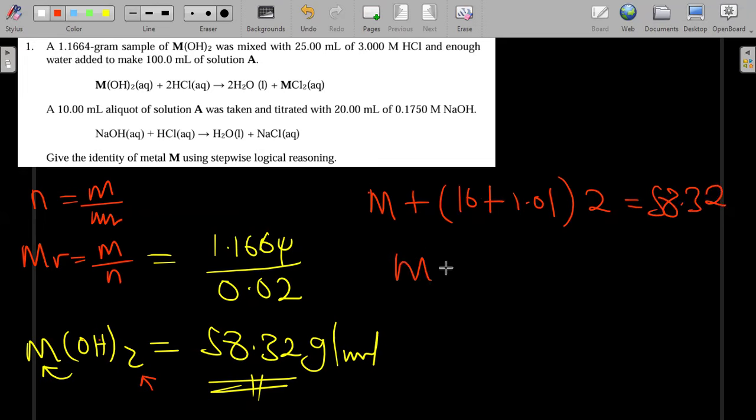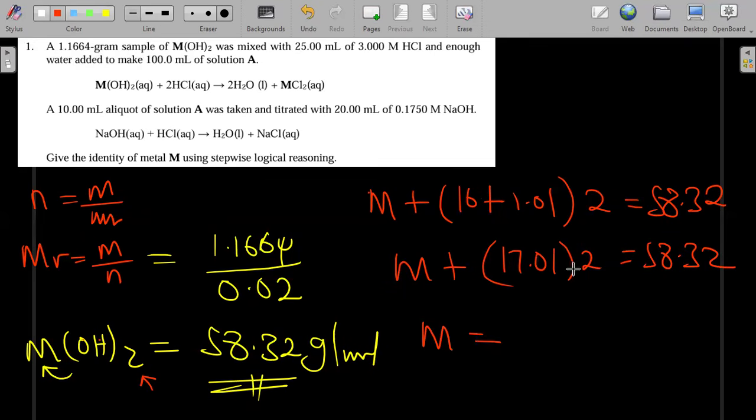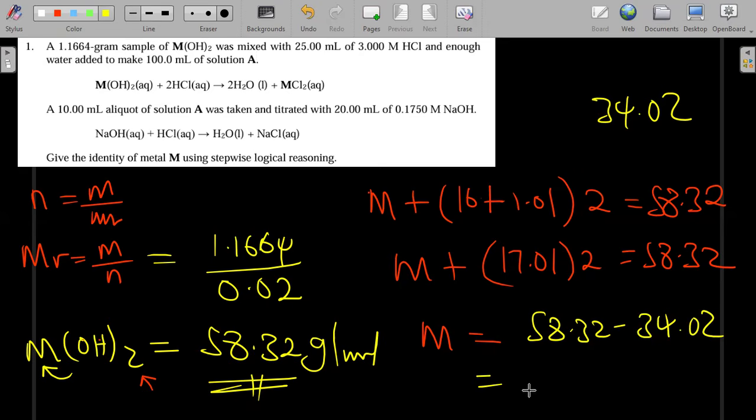So M plus, this here will be 17.01, so 17.01 multiplied by 2 equals 58.32. So M equals, when you multiply 17.01 by 2, you get 34.02. Now you take it to the other side, so it will be 58.32 minus 34.02. This here will give me 24.3 grams per mole. So this is the molar mass of metal M.